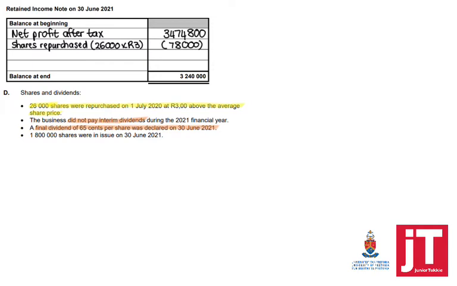Now, in this question, which is different compared to before, there was no interim dividend paid. This means that the only thing that we're going to have in our retained income note is the final dividend which was recommended. And that means we're going to take 65 cents, and now we need to multiply that by the number of shares in issue. And they told us 1.8 million shares were in issue on 30 June 2021, which is the end of the accounting period.